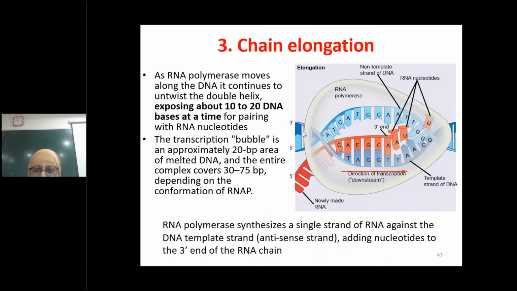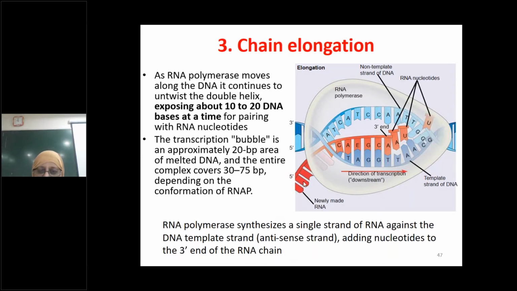When this unwinding of the DNA strands takes place, a transcription bubble is formed, which is an approximately 20 base pair area of melted DNA, and the entire complex will cover about 30 to 75 base pairs depending on the conformation of the RNA polymerase. RNA polymerase synthesizes a single strand of RNA against the DNA template strand, adding nucleotides to the 3' end of the RNA chain.